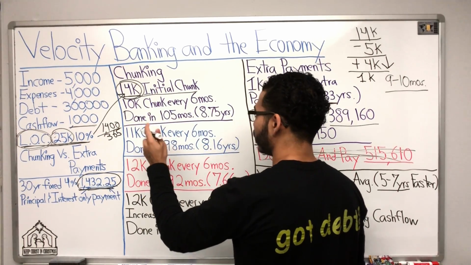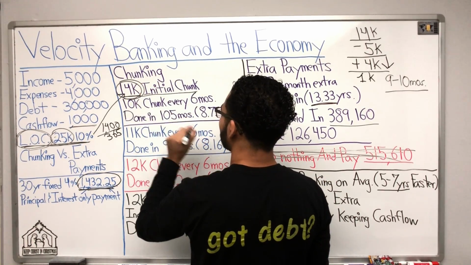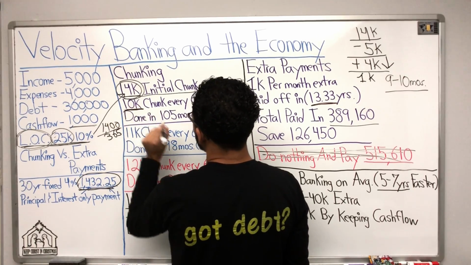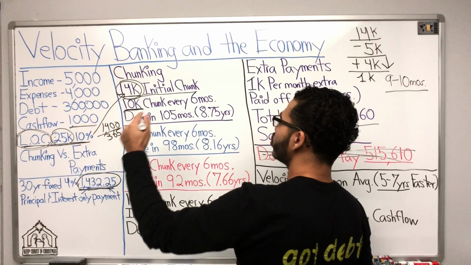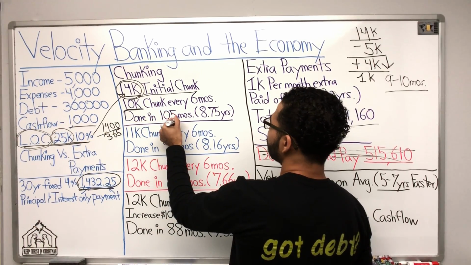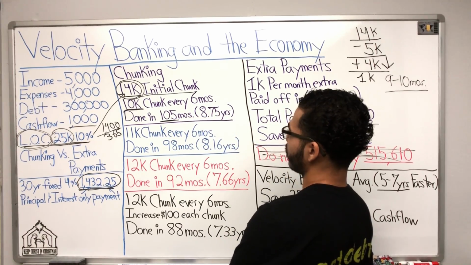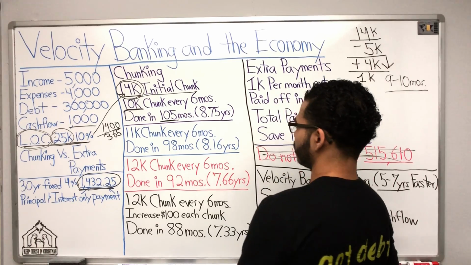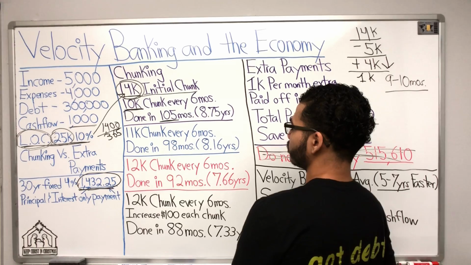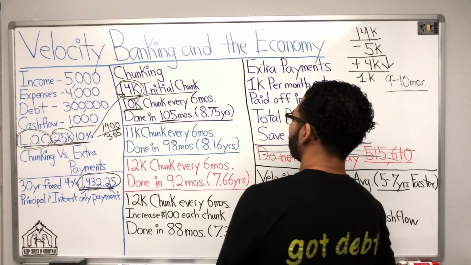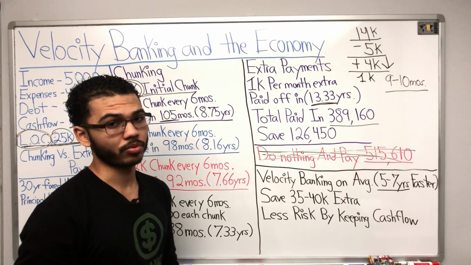Here is an idea. If you made an initial $14,000 chunk and then you decided, okay, I can safely do $10,000 chunks every 6 months, you would be done in 105 months or 8.75 years. Not bad, senor. 8.75 years. Not bad at all, right? 8.75 years is a hell of a lot better than 13.33.